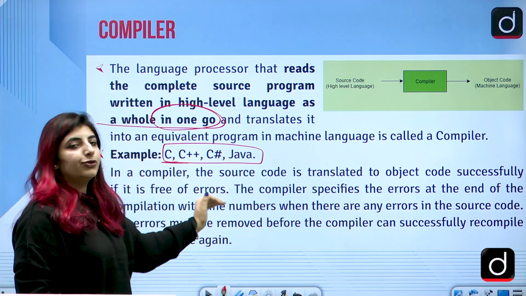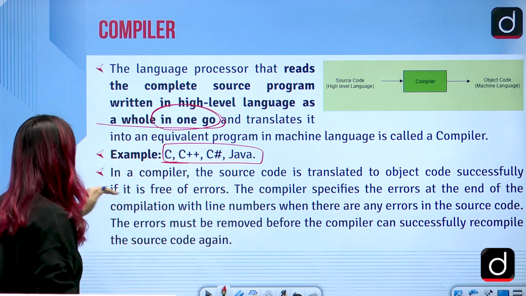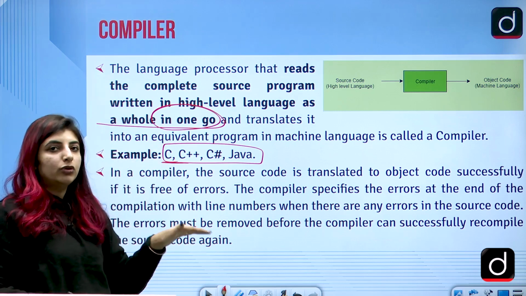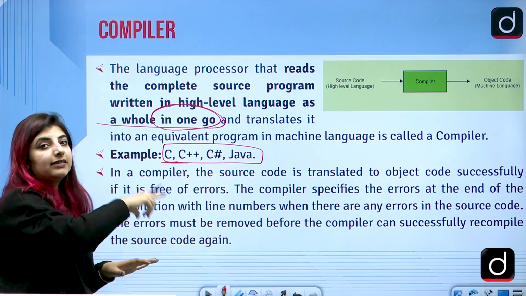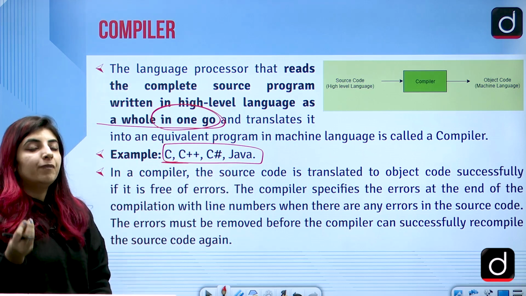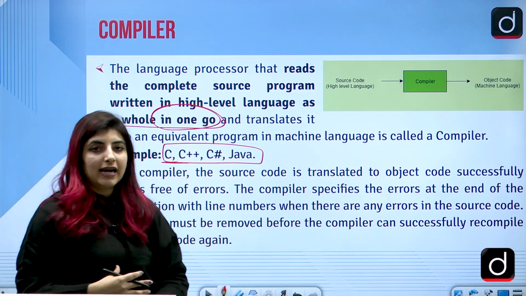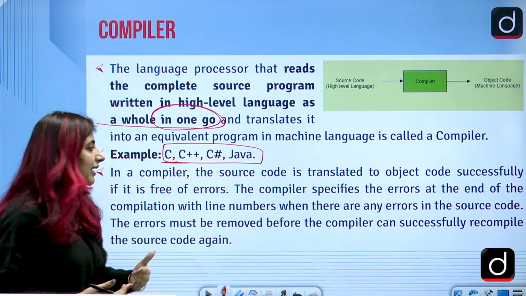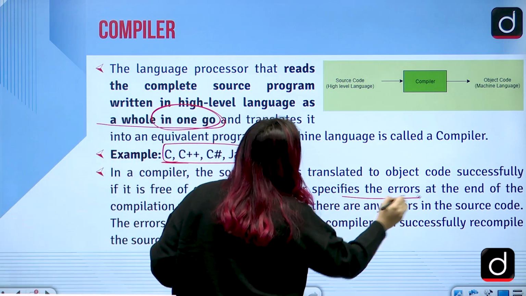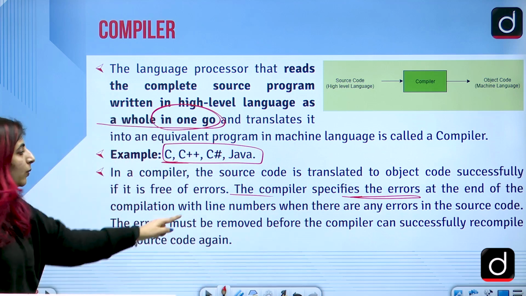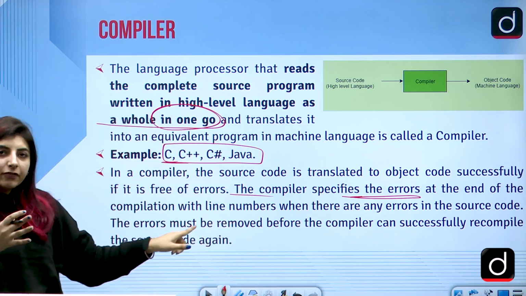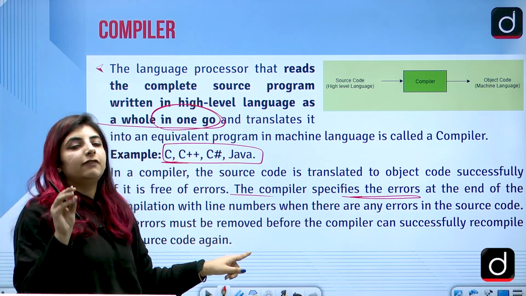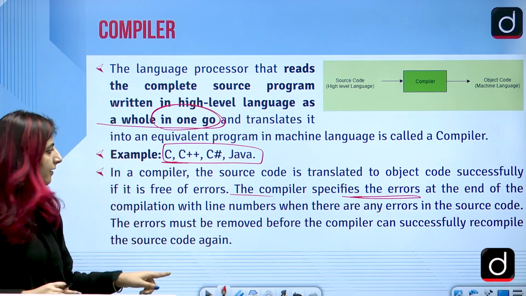In a compiler, the source code is translated to object code successfully if it is free of errors. So if you have a source code which is getting translated to the object code, which is the machine language, the computer's language, first of all it will read the entire document, and then by the end, as I told you, the compiler specifies the error at the end of the compilation with line numbers. So it is kind of easier because it reads the entire document, correct, and at the end it will specify that in this line you have an error, you can correct it here, correct.